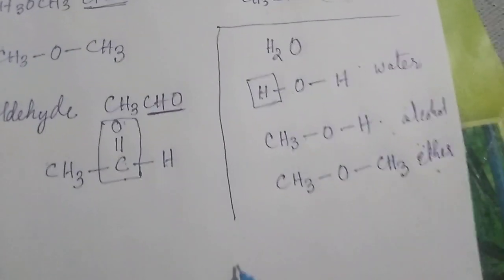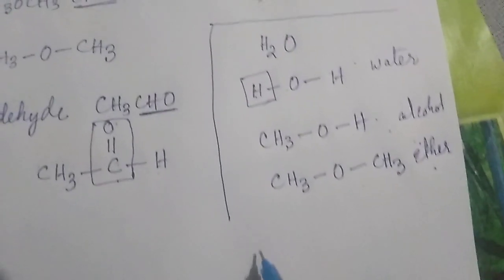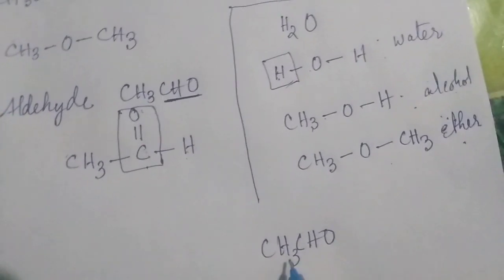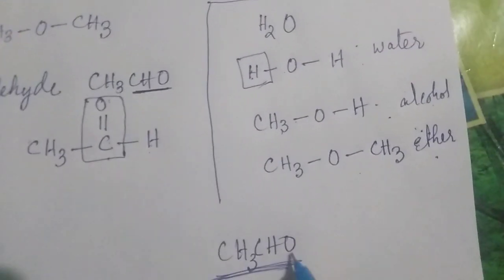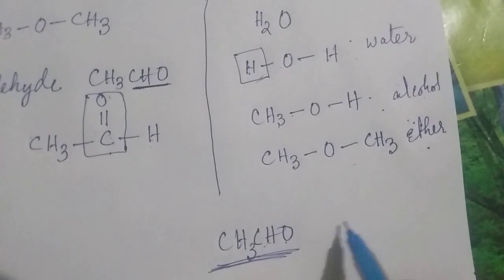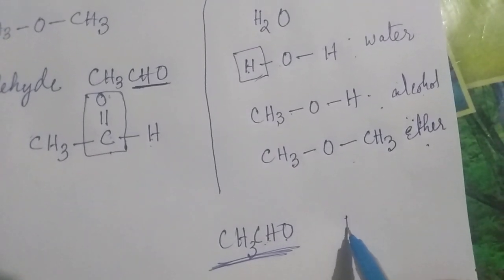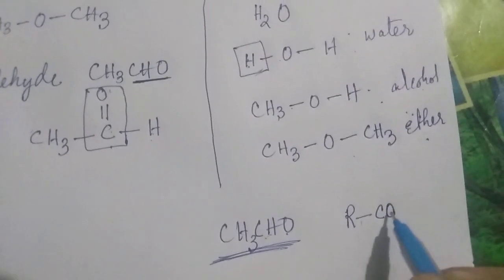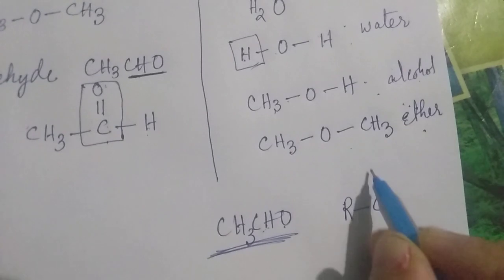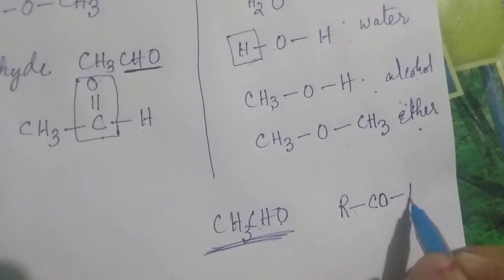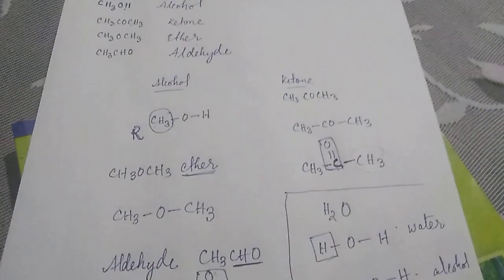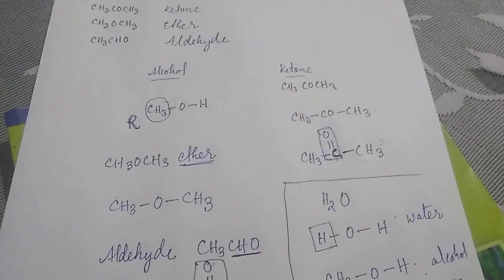Now in the case of aldehyde and ketone, whenever you see CHO, it is aldehyde. Here I have taken acetaldehyde. Whenever you see the form of R, that means carbon, then CO, a single C with oxygen, which should always be double bonded oxygen, then R, this is called ketone. In this way you can differentiate the compounds by drawing the structure.